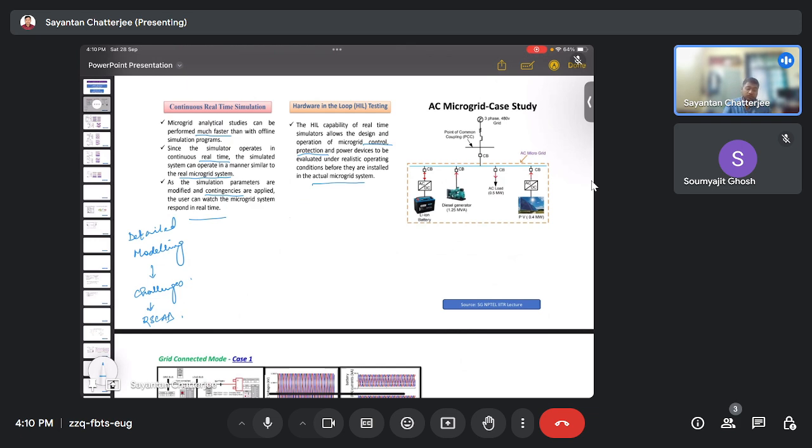So there are other modes of operation too, where we all know that controller hardware, okay, and this one which is discussed here is known as PHIL, power hardware-in-the-loop.